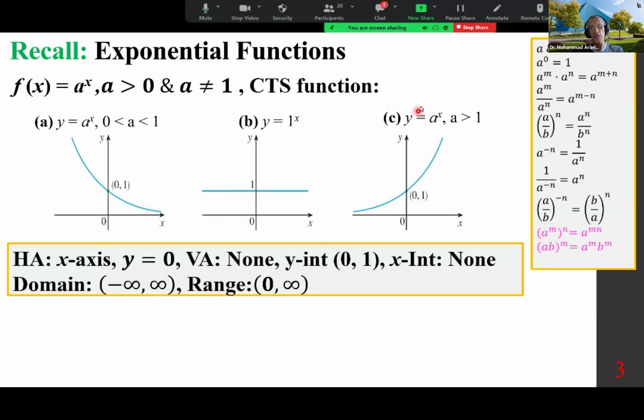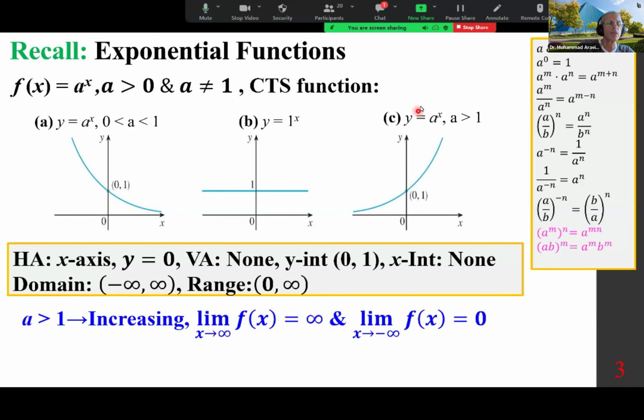So far, the same. However, the difference is when a is larger than 1, it's increasing. You have an exponential growth, in which case limit of f of x as x approaches infinity is infinity. That means the first quadrant. And limit of f of x as x approaches minus infinity is 0. That is the definition of a horizontal asymptote.